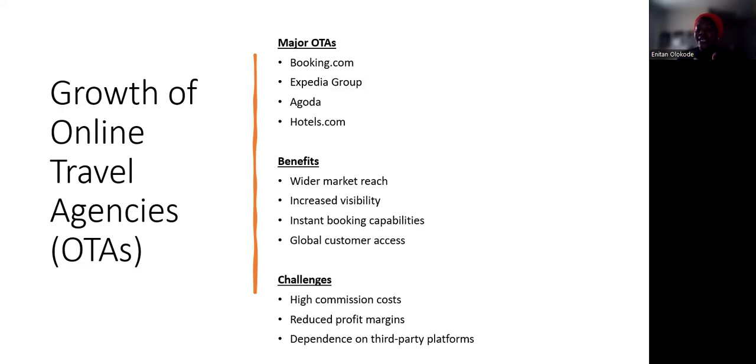However, as much as we have benefits of OTAs, there are also several challenges that accompany their usage, which is the high commission. We often pay high commissions ranging from 15% to 30% on booking, which significantly reduces our profitability. And not forgetting that heavy dependence on OTAs can weaken direct customer relationships and reduce hotel control over price and brand presentation.